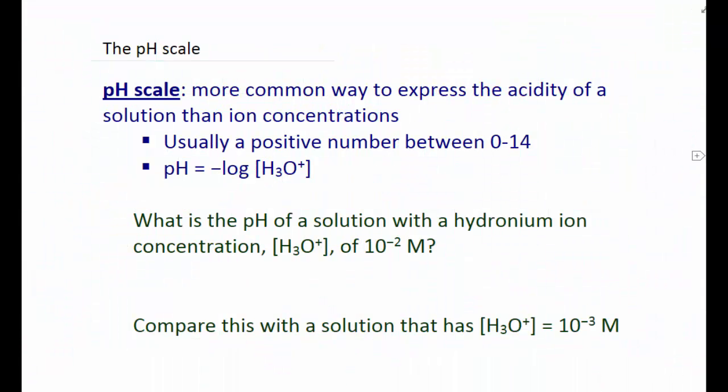Okay, so now we can finally talk about the pH scale. There's nothing stopping us from just talking about the concentration of hydronium ion in solution. That would be fully effective, but the pH scale is used because it's just a regular positive number, usually between 0 and 14. It's easier to say 7.5 than 1.0 times 10 to the negative whatever.